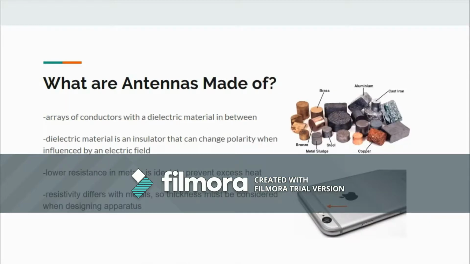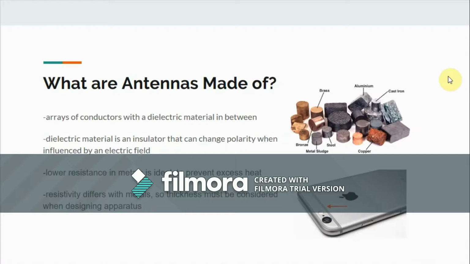What are antennas made of? Generally, they're comprised of multiple conductors that are electronically connected to a transmitter or a receiver. Here are some examples of metals that are used within antennas today. The electric and magnetic fields produced by these antennas are what help them capture or emit these radio waves.